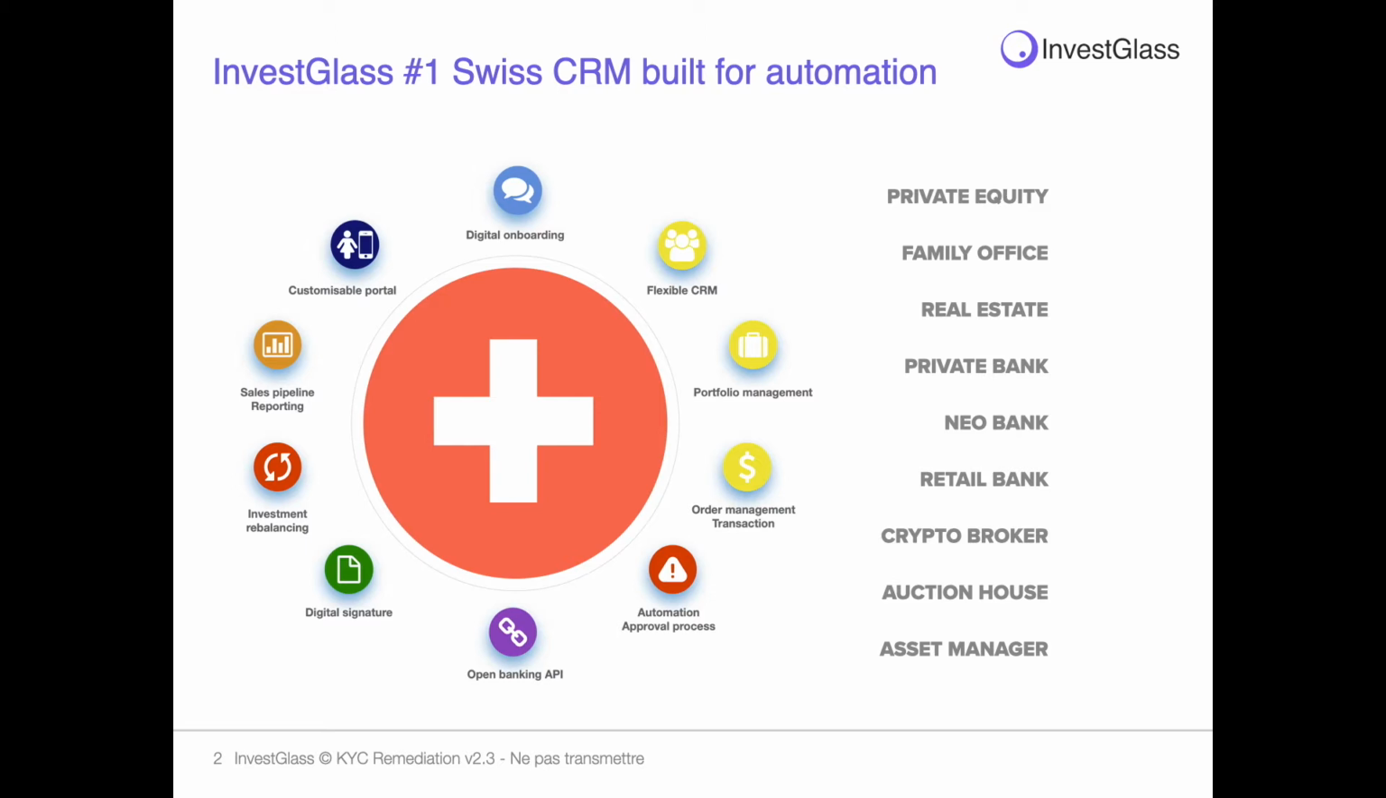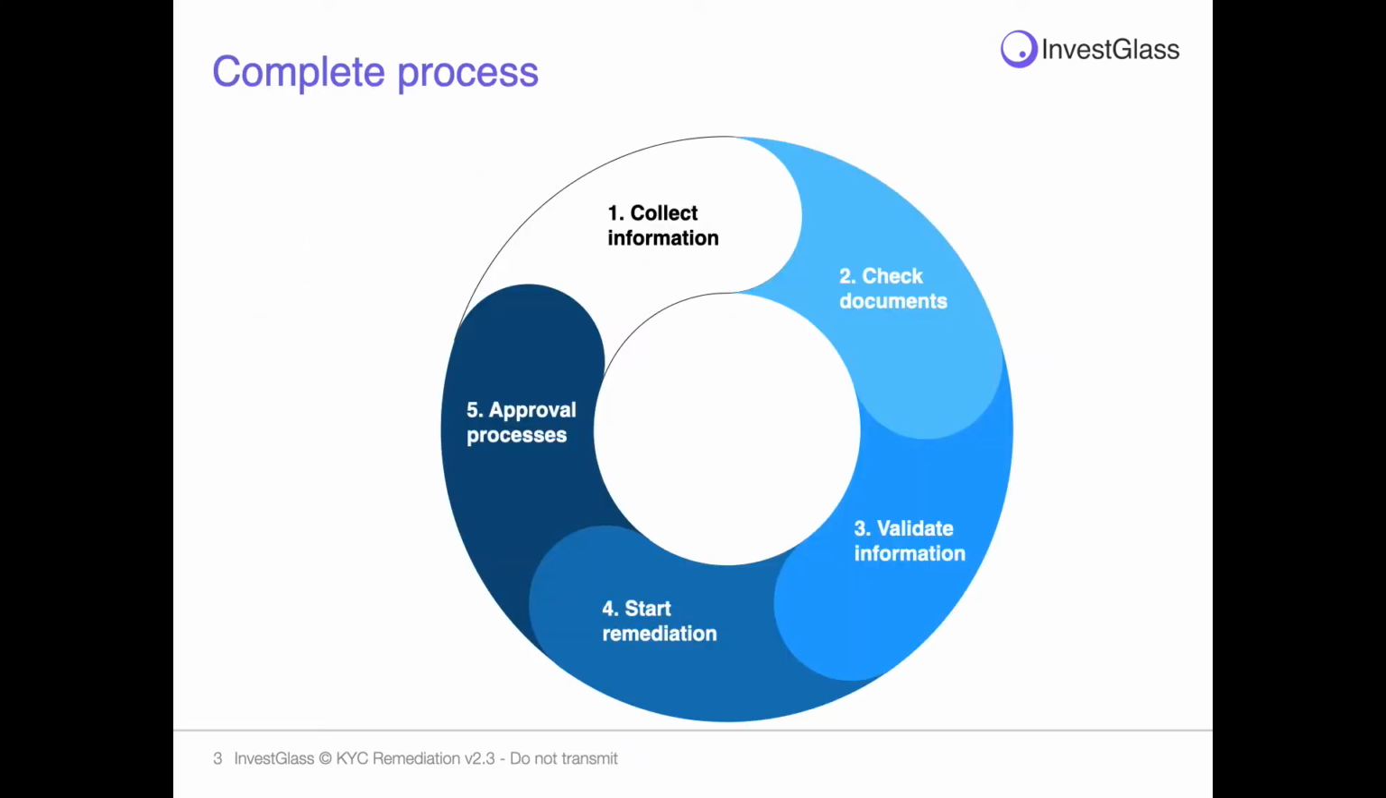With no further ado, let's dive into the KYC remediation today. Thank you very much for participating in this webinar. Today we're going to show you all the 5 steps for completing this process of remediation. The first step starts with collecting information. Then once the information is collected from your prospects or your clients, you're checking the documents. Then you have to validate the information and start remediation, which is basically a negotiation, a communication, a dialogue with your clients and prospects. And the 5th step is the approval process, where you will manage exceptions, but also negotiations with your clients and prospects.